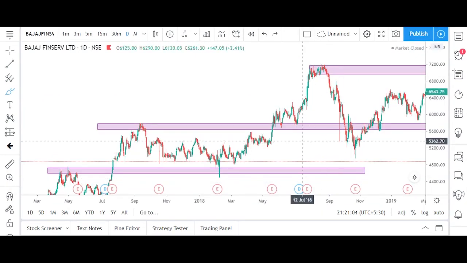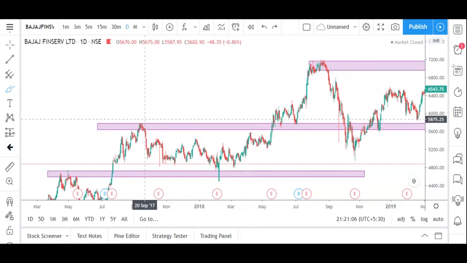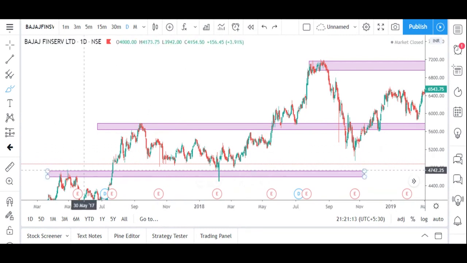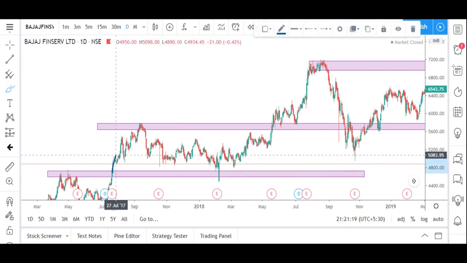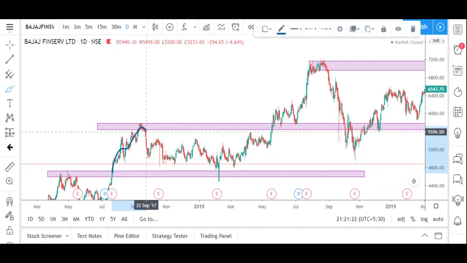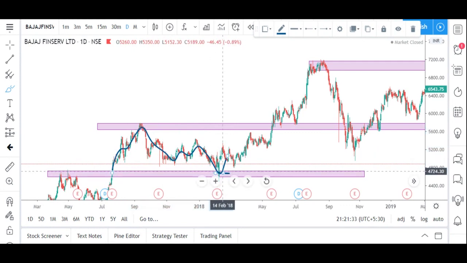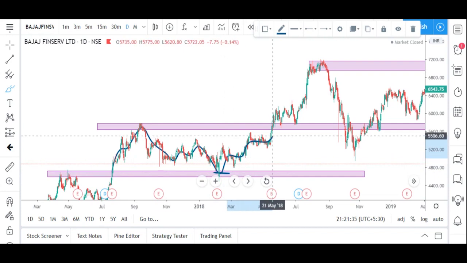So guys, now I'll show you how to plot the short-term trend line on the practical chart. Here you can see this is a resistance, and the resistance has broken. It has tried coming down, and now it has taken a pullback, and this is the support region.